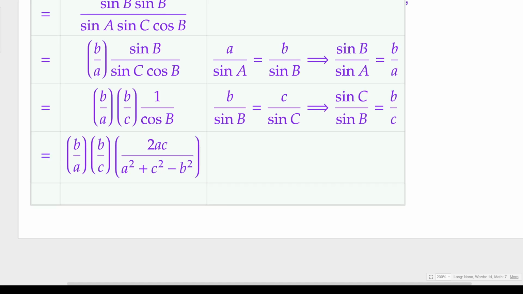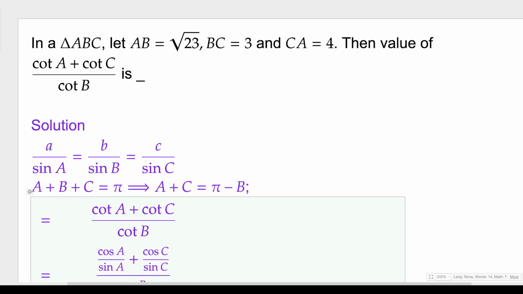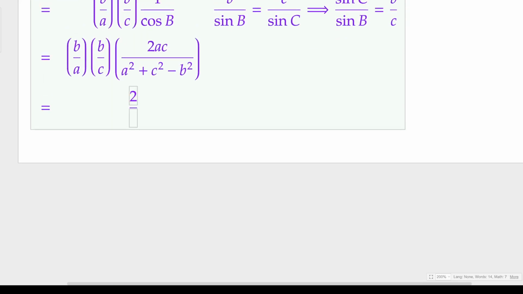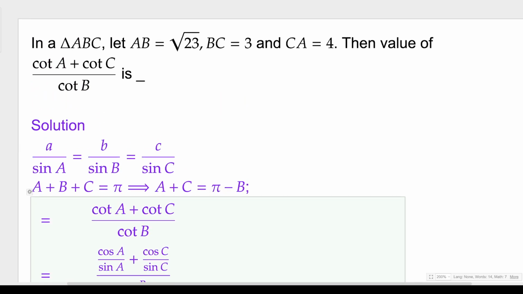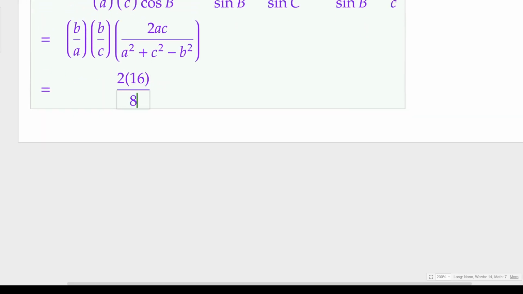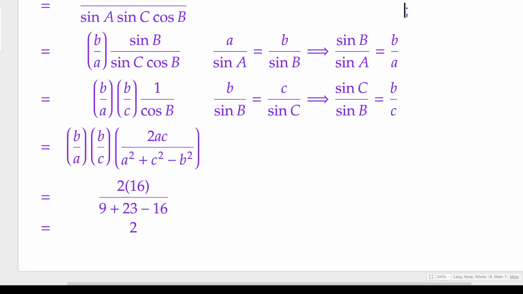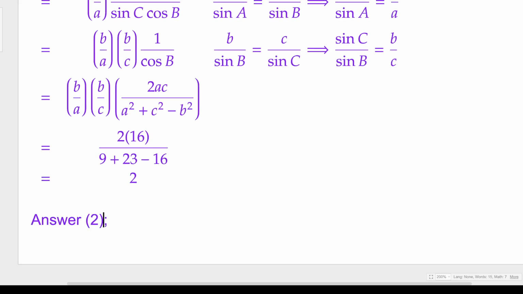Now I'll just plug in the values. On plugging these values, with AB, then BC and AC that is 4, we can write 2 times ac, which would be 2 times the product of 3 and 4, that is 24, and this would be a square. So a square would be 9, and c is square root of 23, so if I square the square root of 23, this will be 23, and here minus 16. On resolving this, I'll be getting my answer as 2. So therefore, for this problem statement, the correct answer is 2.